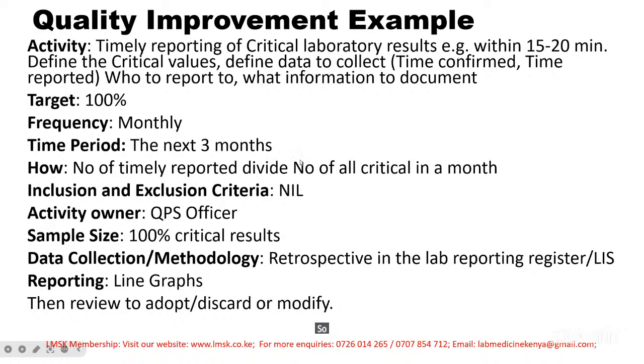So if your critical values were 20 in that month, and those that were timely reported were 15, so it's 15 divided by 20 times 100. That will give you 75%. So it means you have fallen off your target.